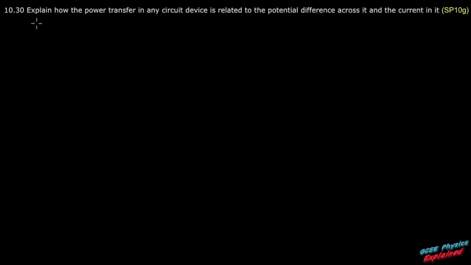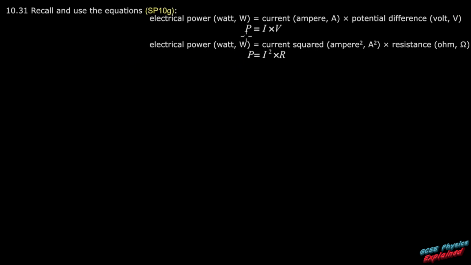Statement 30. Explain how the power transfer in any circuit device is related to the potential difference, which is just the voltage across it, and the current in it. So that's just the equation P equals IV. PIV, power, equals current times by voltage. And we can see that equation again in statement 31. So it's just a couple of equations that we're supposed to be able to use.